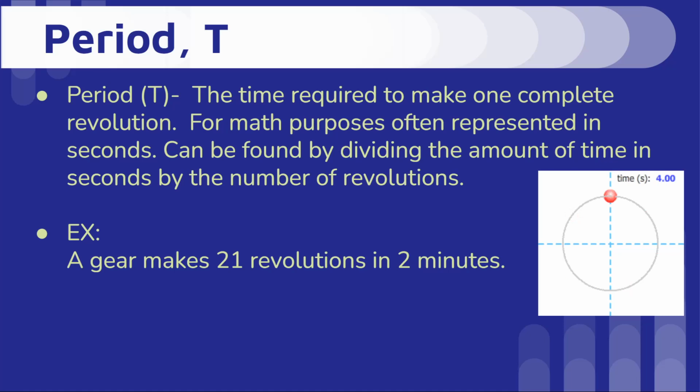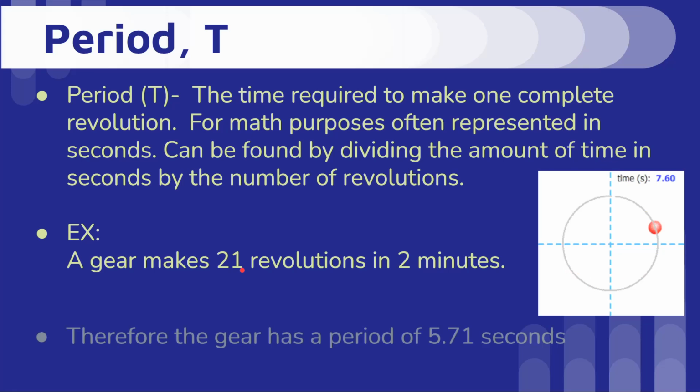What's the period? Okay, and if you're trying to find the period from information like that, you're just going to take the total amount of time and divide it by the total number of revolutions so you can figure out how much time it takes for one revolution. So for this example, I would take my total time, 2 minutes, but I would really want that in seconds, which is 120 seconds. And I would divide it by my revolutions, 21, and 120 divided by 21 would give me 5.71 seconds, and therefore it would be the period for that example.